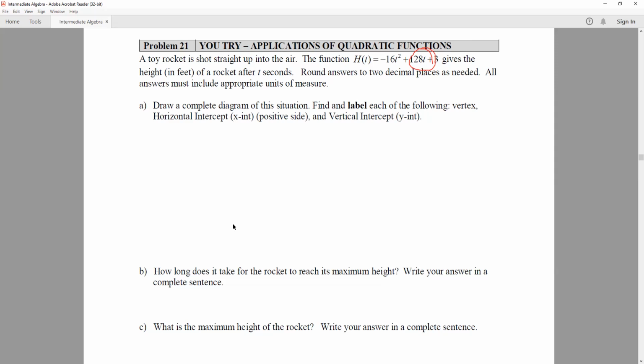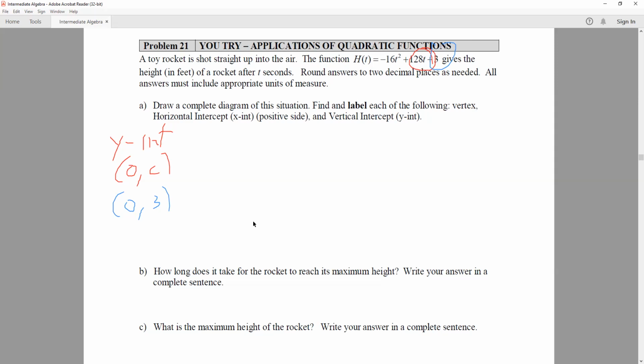So from this function, we know that the y-intercept is always going to be 0 for x and then c. So the y-intercept is going to be our 3. So we have (0, 3), which means that the rocket is shot from 3 feet off the ground.